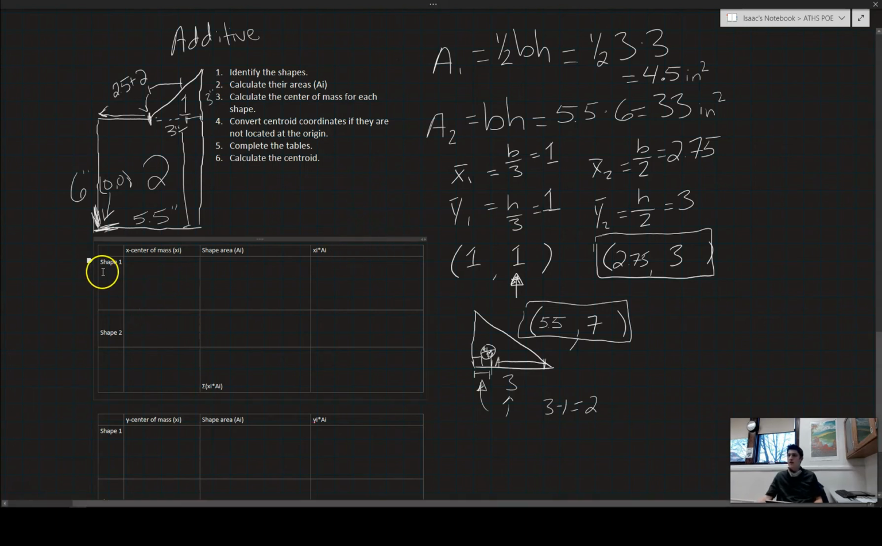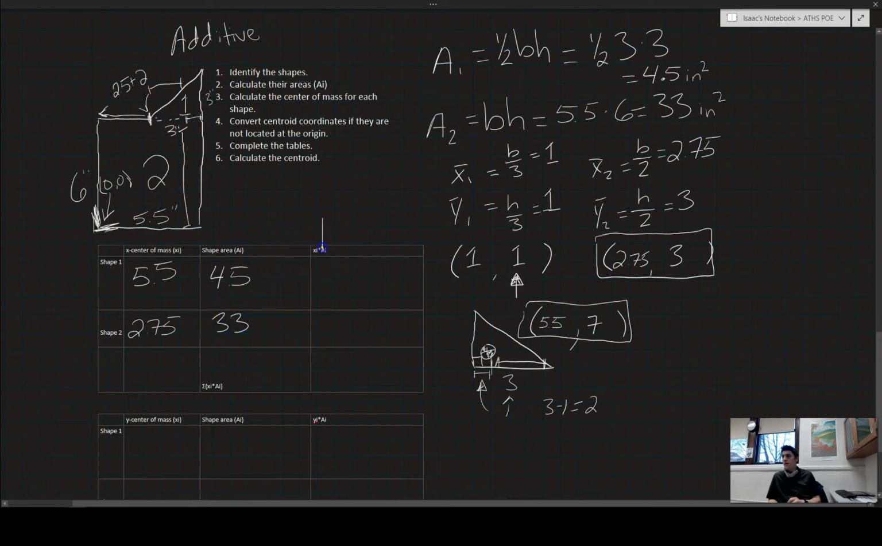Okay, so the first table that we're going to look at here is the x, where it says the center of mass here. That is going to be the coordinate for the center of mass for shape 1, which we had to be 5.5. For shape 2, that's our rectangle. Our x coordinate was 2.75. The area of shape 1, we calculated that to be 4.5. The area of shape 2, we got that to be 33.